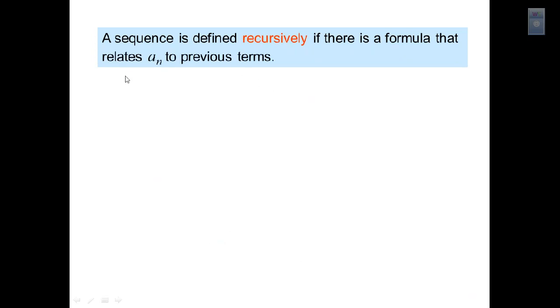All right, now a sequence can also be defined recursively. And it's defined recursively if there is a formula that relates the current term that you're working on to previous terms. For instance, let's say B sub 1 is 4, and B sub n is B sub n minus 1 plus 2 for all n values greater than or equal to 2.